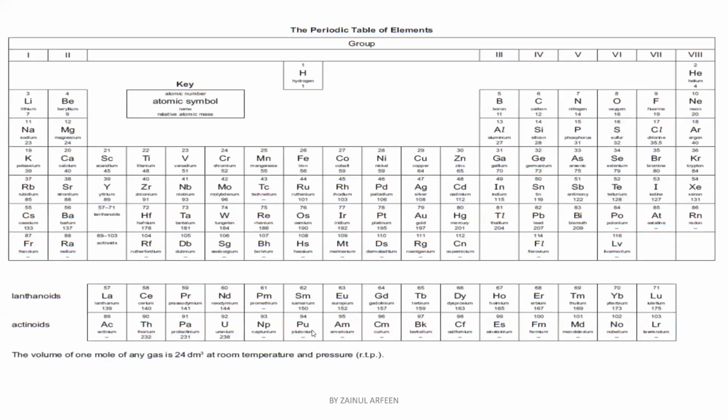Using a periodic table, first we'll find the formula of sodium oxide. Sodium is in group 1, so its valency is +1, and oxygen is in group 6, so its valency is -2. We cross multiply the valencies, so the formula of sodium oxide is Na2O.